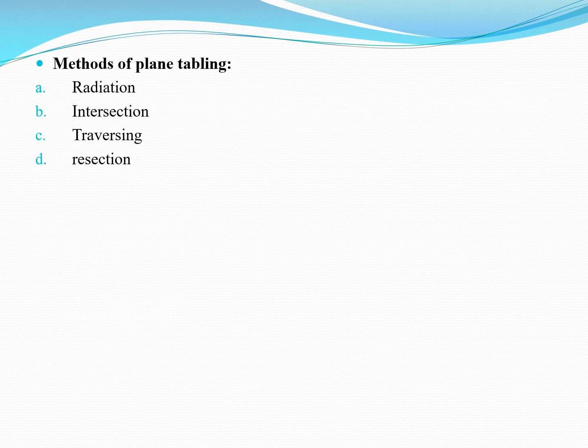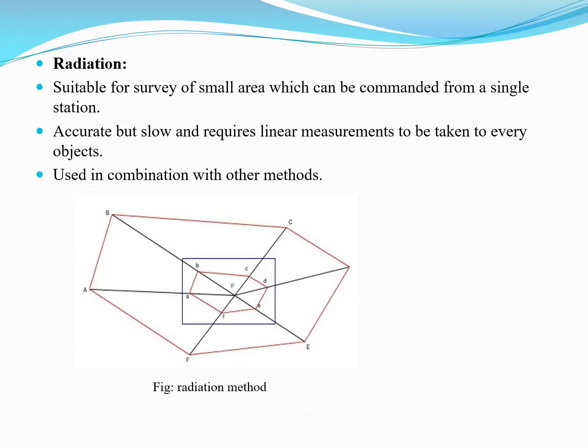Next point, methods of plane table. There are four methods which are used in plane table survey depending on the area to be plotted and points of plotting. The following methods are used: first is radiation, second is intersection, third is traversing, and fourth is resection method. So let's see the first method, radiation.